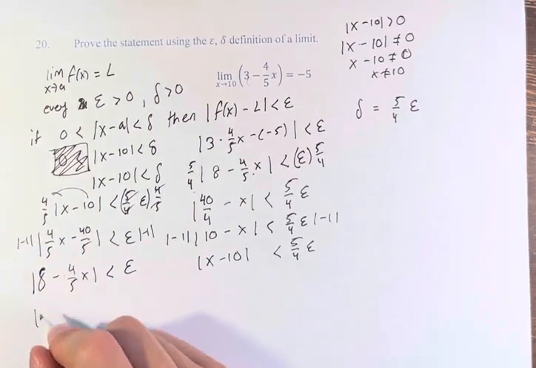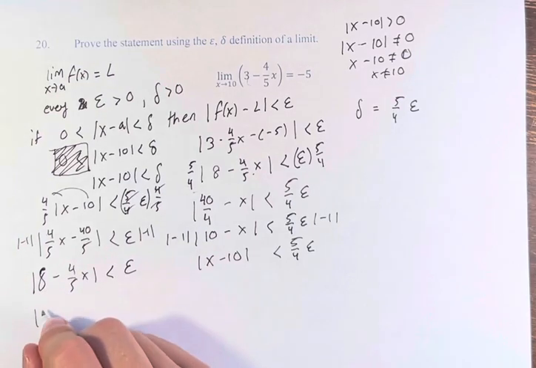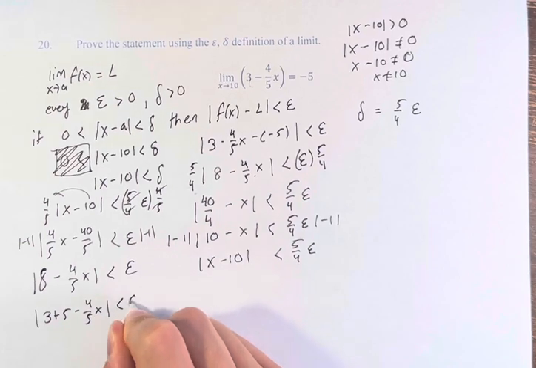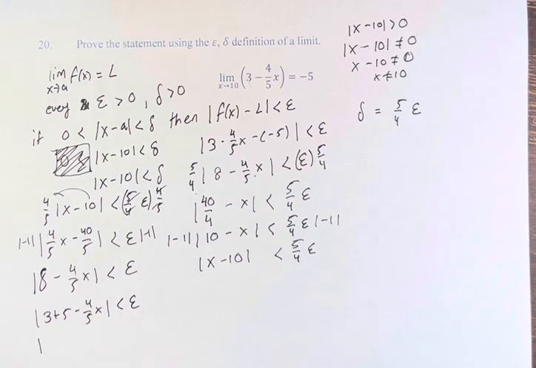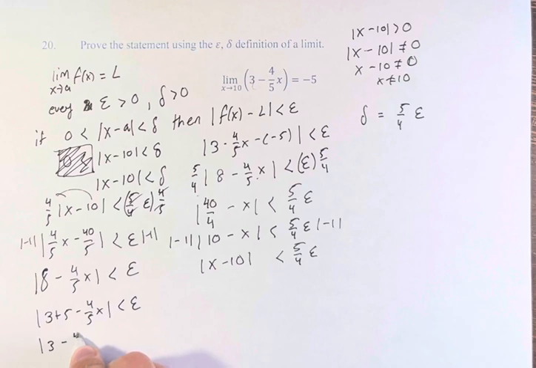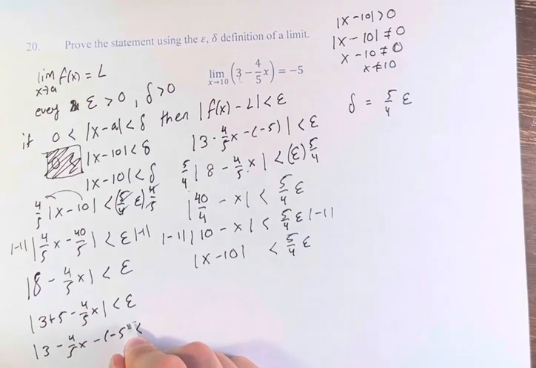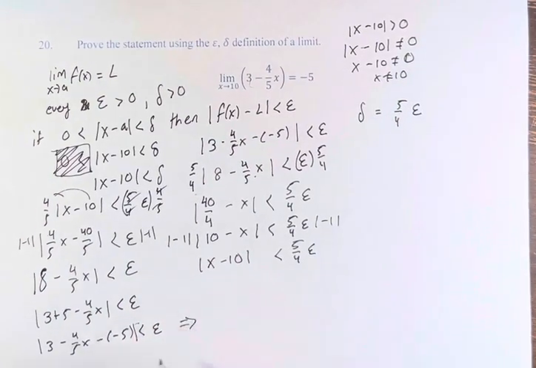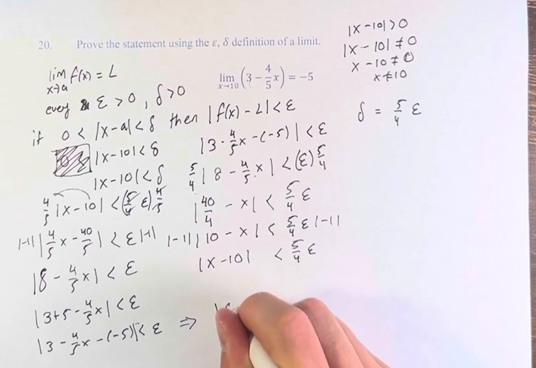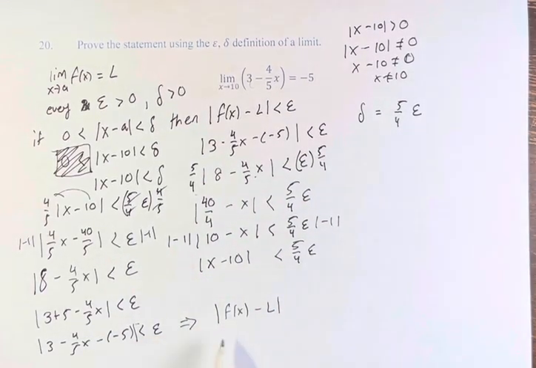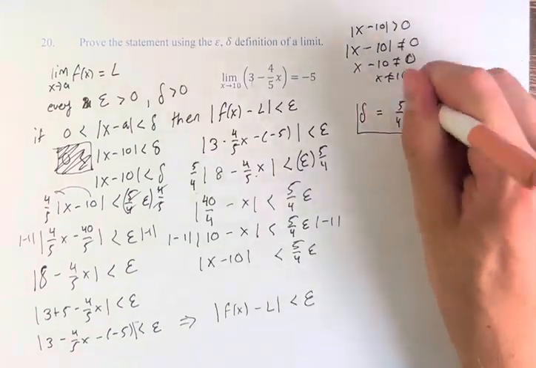Therefore, 8 is equal to 3 plus 5. Therefore, we can say this is equal to 3 minus 4/5 x. So these two, plus 5, we can write as minus negative 5. And therefore, 3 minus 4/5 x is f of x, negative 5 is L. Therefore, f of x minus L, the absolute value of that, is less than epsilon. And therefore, we know that this relationship is true.